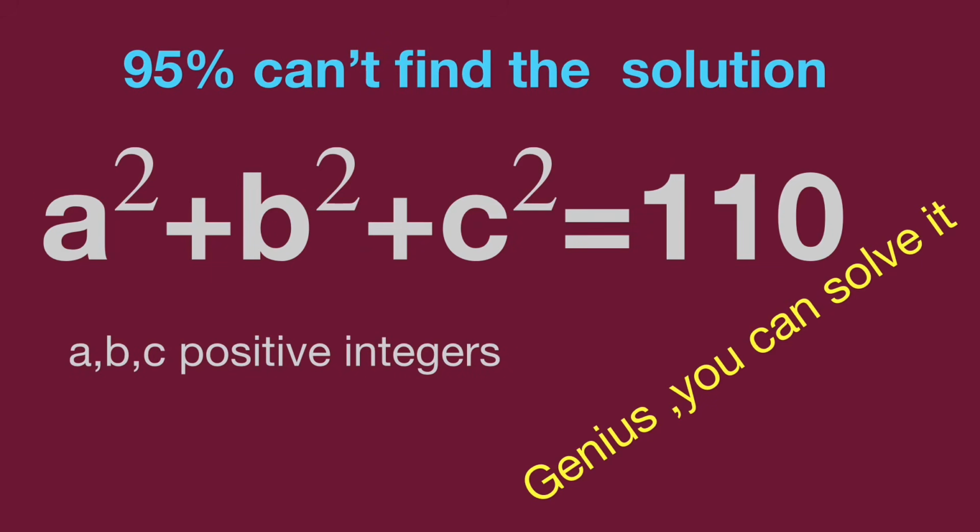We have a difficult question. A squared plus b squared plus c squared equals 110. A, B, C are positive integers. Find the number group of A, B, C. This is only one question, but we need to find three unknown items.